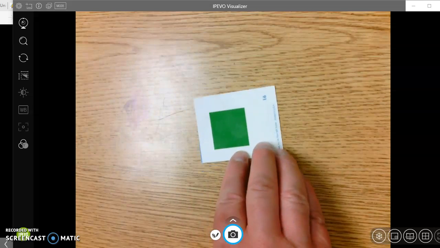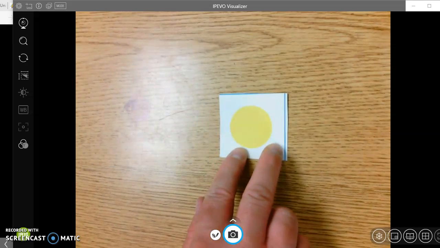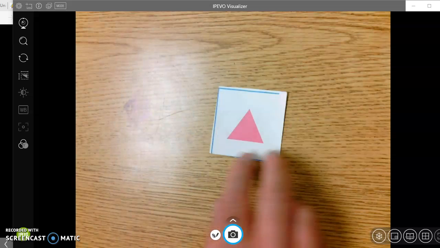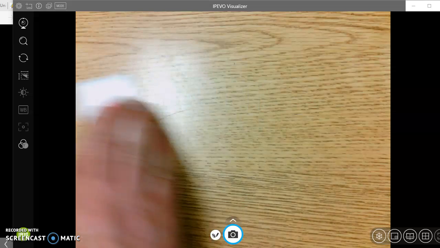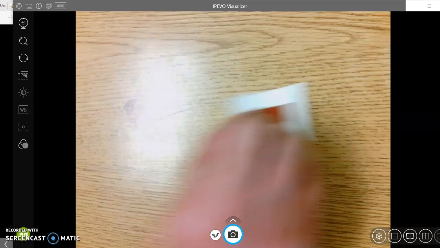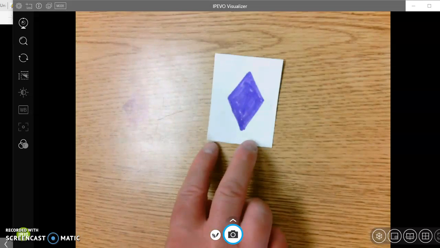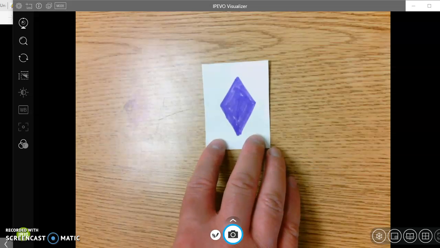What shape is this? That's right, that's a square. How about this one? Very good. That is a circle. How about this shape? Very good. That is a triangle. How about this one? Very good. That is a rectangle. And then finally, this one. Some people say diamond. This is actually called a rhombus.